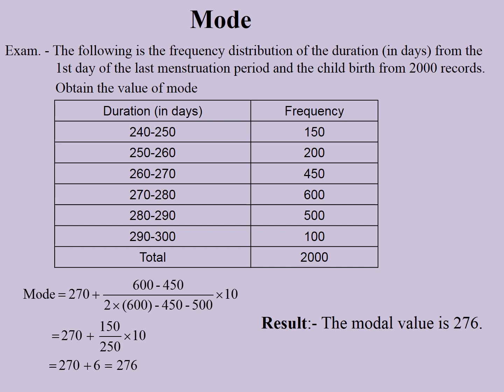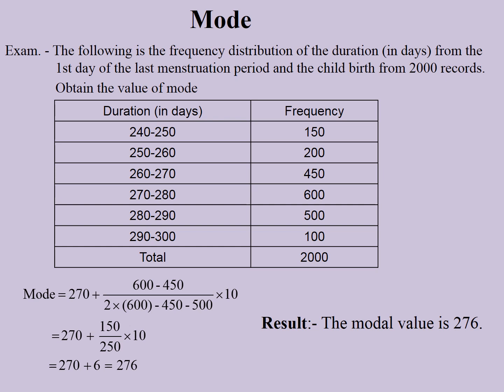So L stands for the lower limit of the selected model class. In our case, the lower limit of the selected model class is 270, plus F stands for the frequency of the selected model class. Here it is 600, minus F1. F1 stands for the frequency of the pre-model class, that is 450, divided by 2 into F. Again, F here is the frequency of the model class, that is 600, minus F1. F1 here is 450, minus F2.